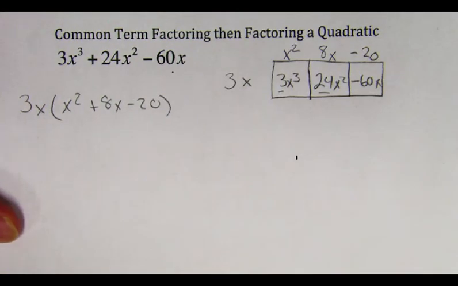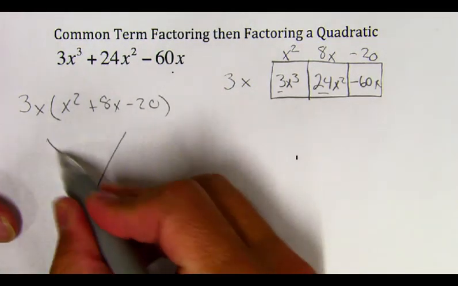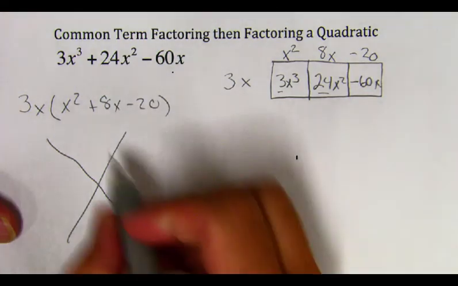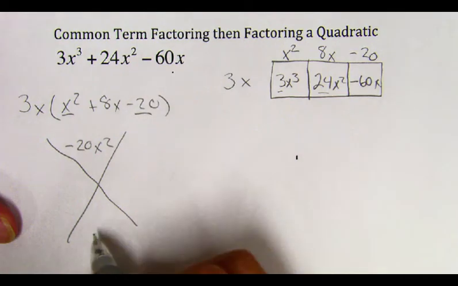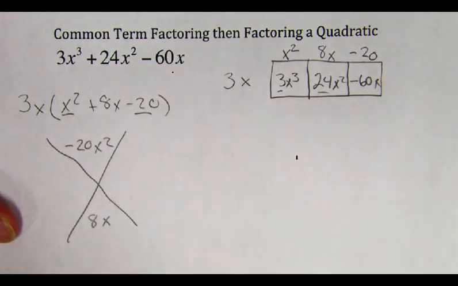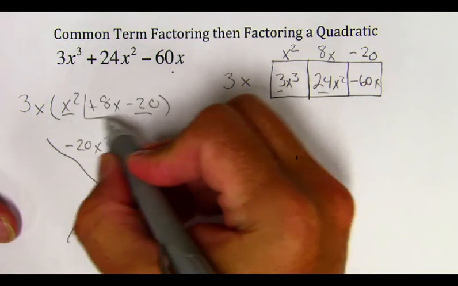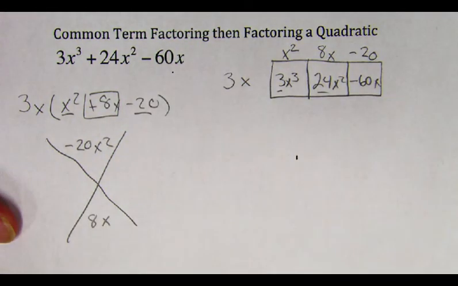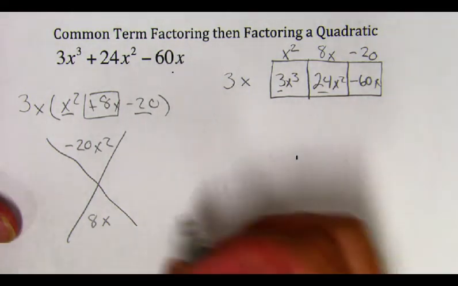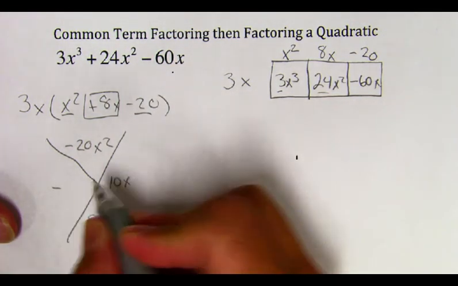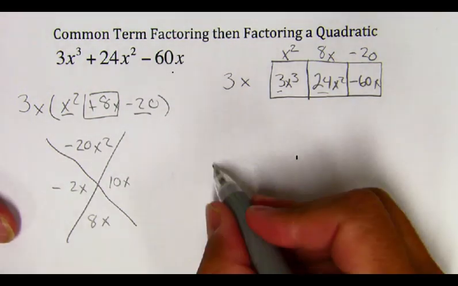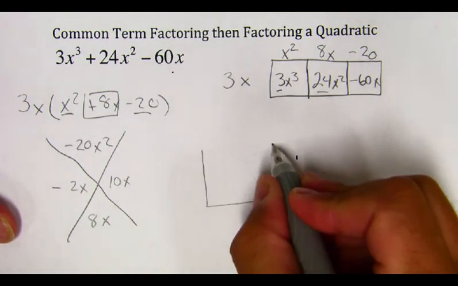Now, I'm not done yet because now I have to see if this quadratic will factor. So again, I'm going to do my diamond problem, make my x, multiply these two numbers together, so negative 20x squared, and on bottom, 8x, because that's my middle term. And then what two numbers will multiply to negative 20x squared and add to a positive 8? That's going to be 10x and negative 2x. So now I'm going to set up my generic rectangle.